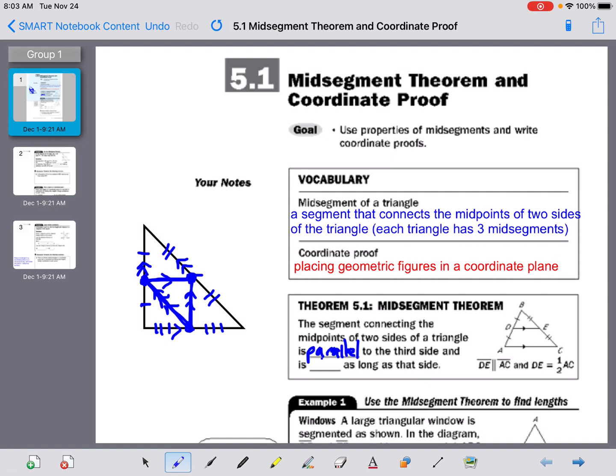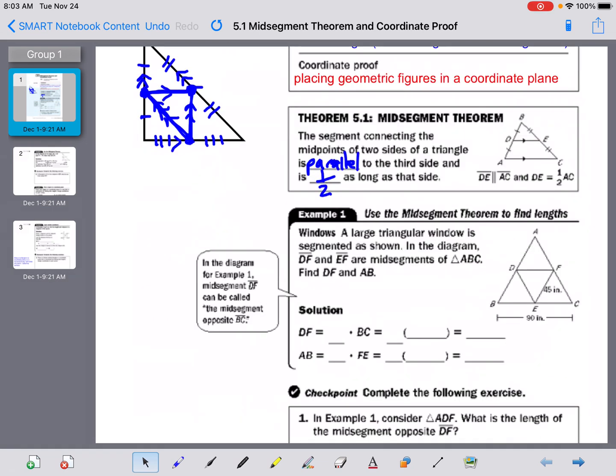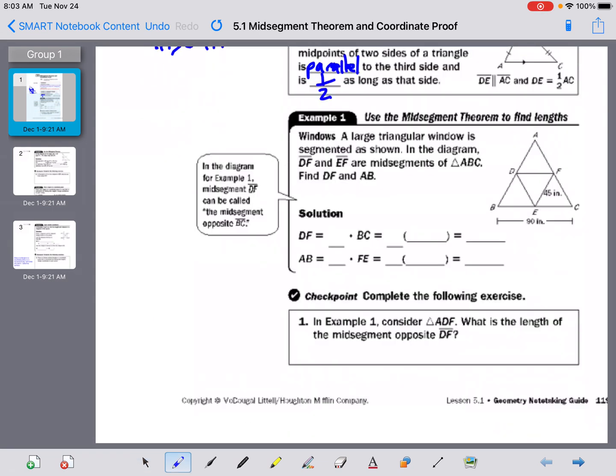And they're exactly half as long. Exactly half as long. So we have a mathematical property of both being parallel and half as long. That's big. We can do all kinds of math equations because of that, okay? So let's practice some midsegment here and figure out what's going on.